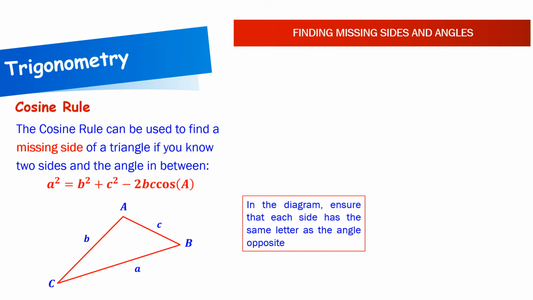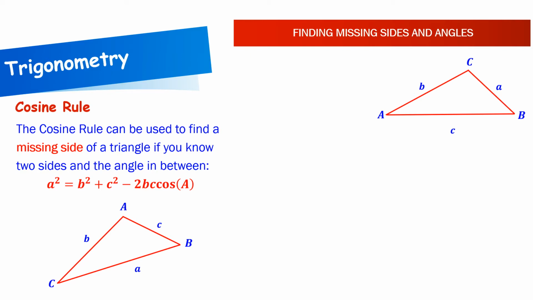In the diagram, ensure that each side has the same letter as the angle opposite. So little a is opposite capital A, the angle, and little b is opposite the angle capital B, and little c is opposite the angle capital C.